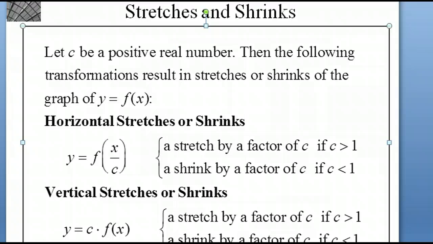So here it is written out, where we have horizontal stretches and shrinks. If we have a factor within the function, it's going to stretch or shrink it horizontally. And for the vertical stretches, if it's outside of the function, it's going to stretch or shrink vertically.